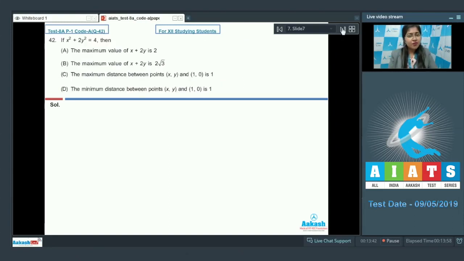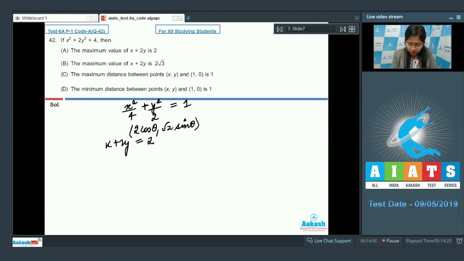Next is question number 42, which says that if x square plus 2y square is equal to 4, then we have to answer the following questions. So an ellipse has been given, that is x square upon 4 plus y square upon 2 equal to 1. So a point on it can be taken as 2 cos theta and root 2 sin theta. So we have to find the maximum value of x plus 2y.